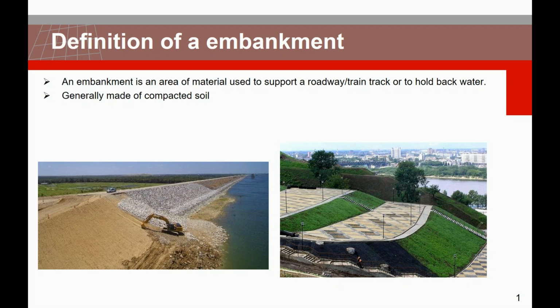Generally speaking, an embankment is an area of material used to support a roadway or a train track, or also to hold back water. It's generally made of compacted soil, and as you can see on the pictures that I put on the slide, they are widely used, going from a road embankment to an embankment dam.